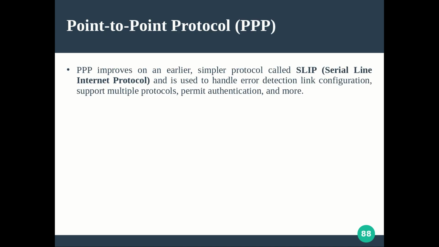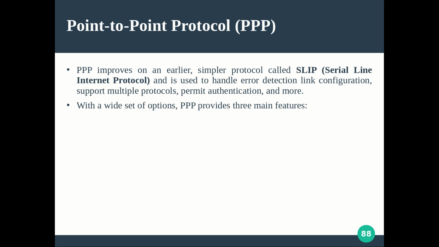Now the point-to-point protocol, if you look at it in detail, improves on an earlier, simpler protocol called the serial line internet protocol. SLIP is the one which exists as a predecessor for the point-to-point protocol, and it underwent some modification and resulted in the point-to-point protocol. The point-to-point protocol is used to handle error detection, link configuration, and support for multiple different protocols. It permits authentication and more. All those things were added in the point-to-point protocol compared to the traditional SLIP, the serial line internet protocol.